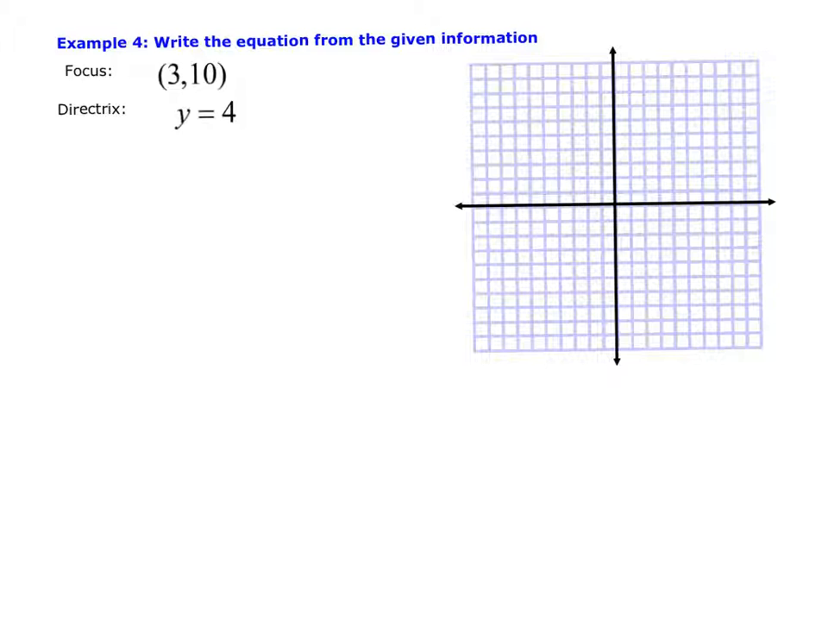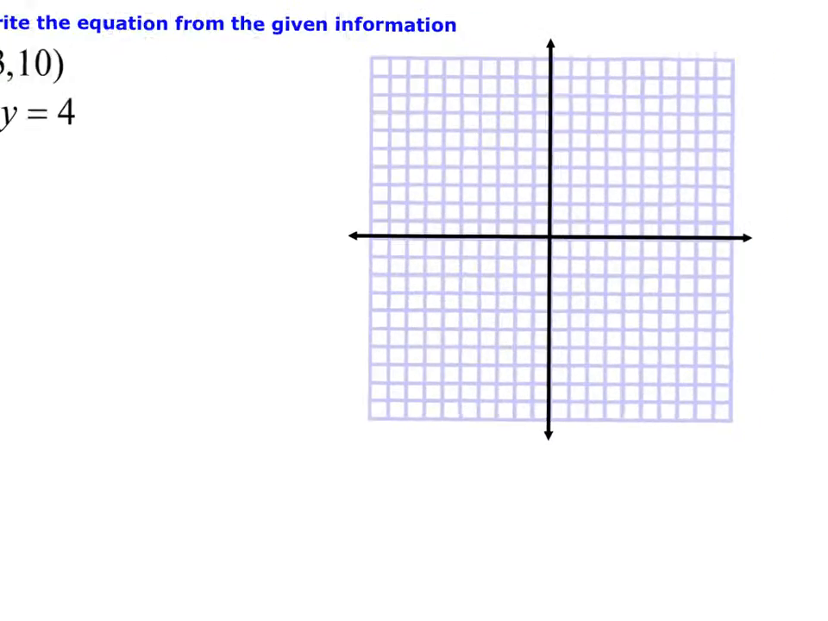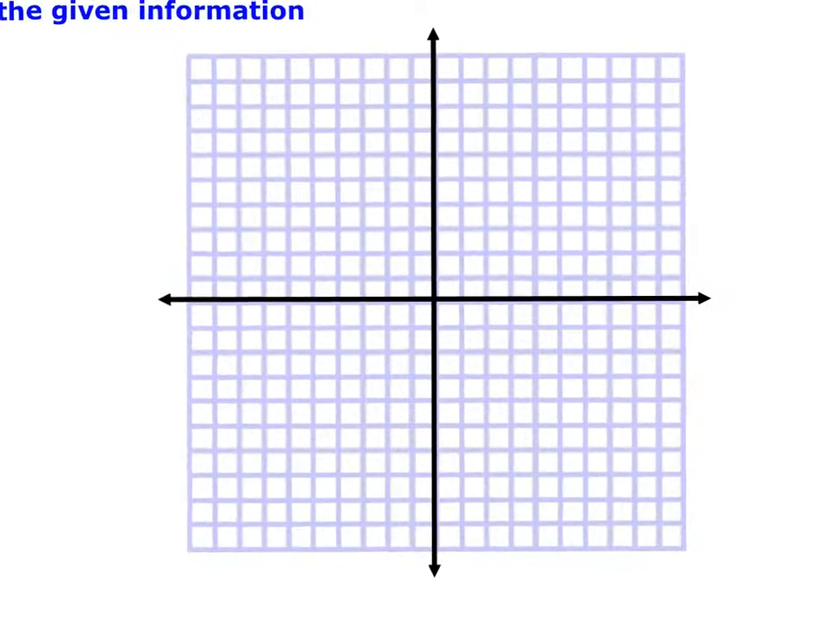Okay, same idea, write the equation, but we're given different information this time. This time we're given the focus and the directrix. Again, I like to just sketch a point to get an idea of what is actually going on here. So the focus is at (3, 10). So let me put a point there. So here's my focus at (3, 10). And then my directrix is at y equals 4. 1, 2, 3, 4.